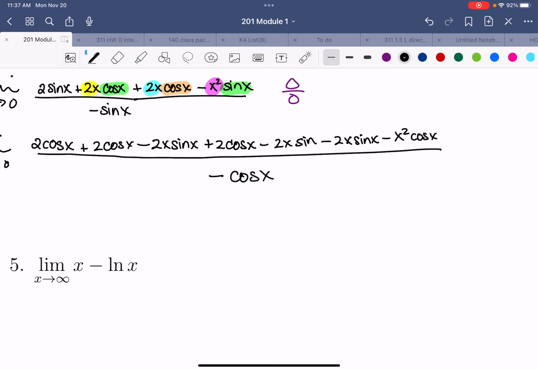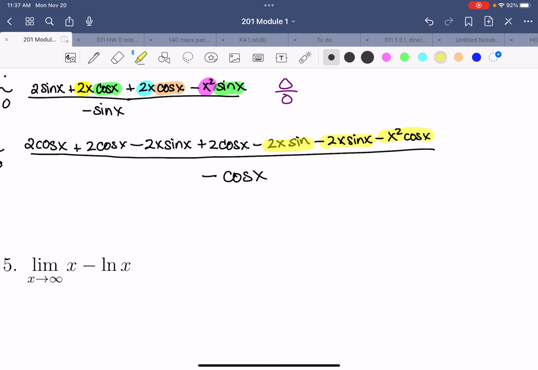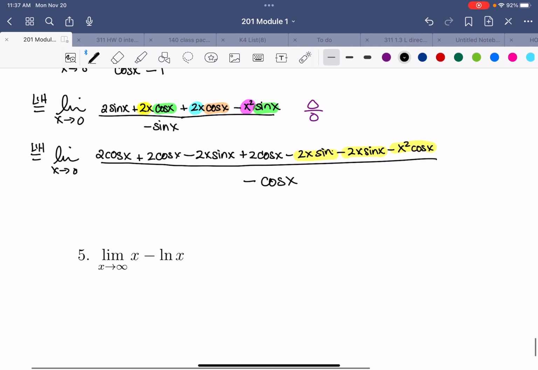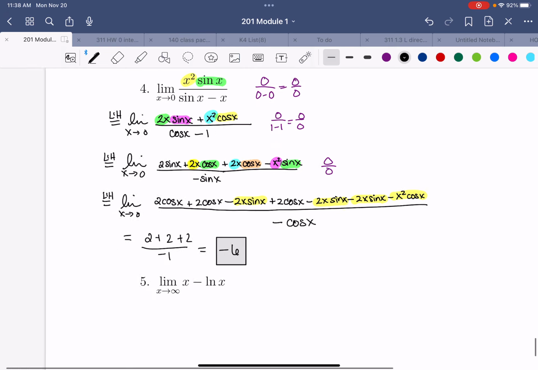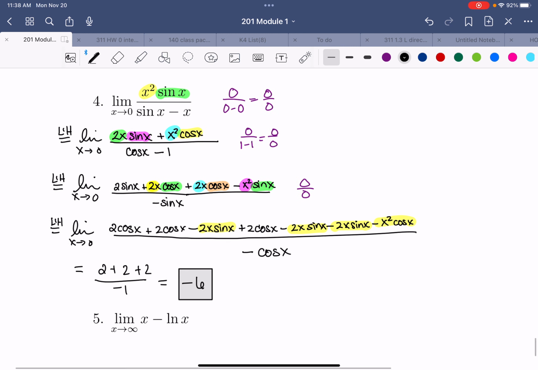And now we're plugging in 0. So here are the things that are going to be 0: any term that's got an x in it. So this one's 0, this one's 0, this one's 0. Oh, I missed an x. Also, this one is 0. And that means I have 2 cosine x, 2 cosine x, and 2 cosine x. So that's going to give me 2, because cosine of 0 is 1, plus 2, plus 2. And in the bottom, cosine of 0 is 1, and that's negative 1. So I'm going to get negative 6. Okay, so that's quite the process. 3 different times, lots of product rules, but totally doable.